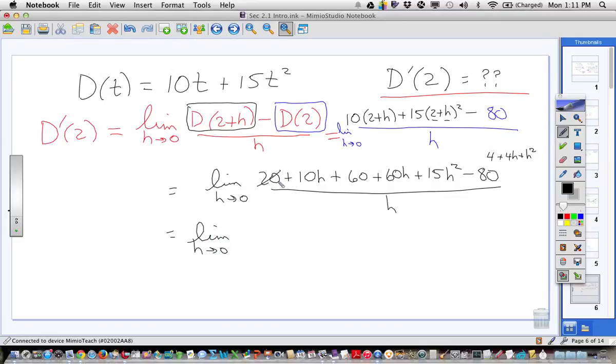So what happens? 20 and 60 makes 80, which cancels that. That's nice. And actually, that happens a lot. So what's it leave us with? 70h plus 15h squared, all over h. Now what? Factor out an h. Now, I can't emphasize enough how important this is. The whole key to this working is the fact that the 80 canceled out, and now that allows us to take out an h.